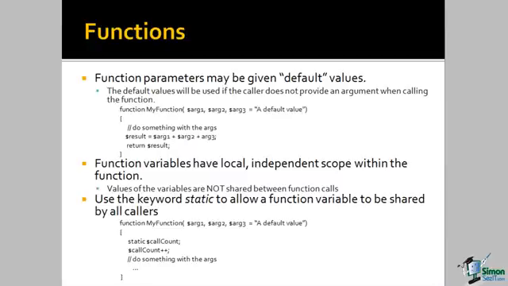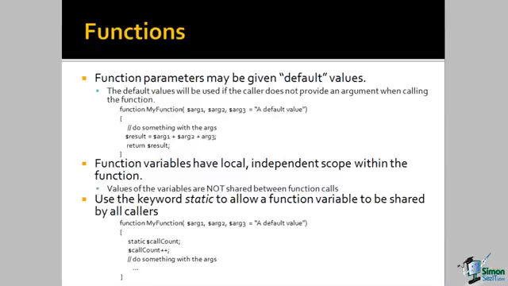To define a default value for an argument in a function call, we use an assignment operator to the right of the argument in the function definition. So in this example, I have arg1 and arg2, and arg3 equal to a default value.